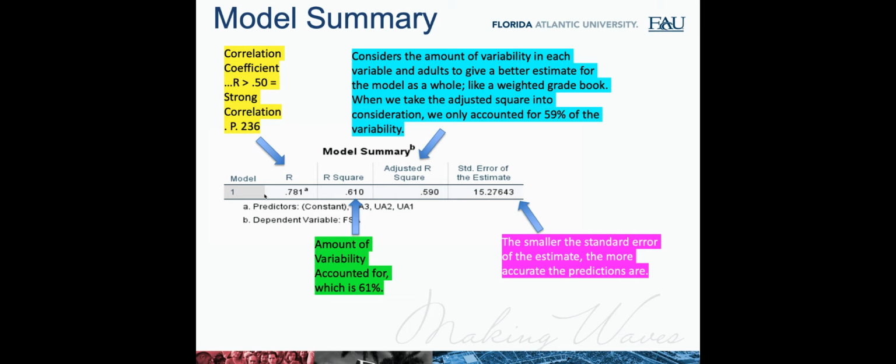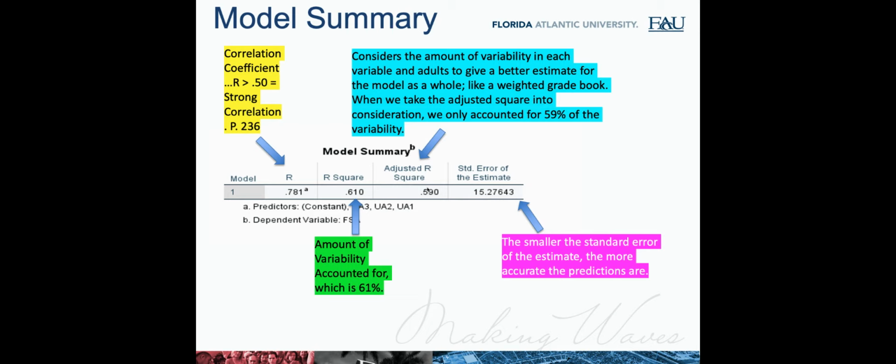So looking at the R, what you're going to see is that we're going to use our correlation coefficient. R is greater than 0.5. So this is a strong correlation. Again, page 236. Then we have our R squared, which is the amount of variability that the model was actually able to calculate and consider and account for within the actual calculation, which was 61%, which isn't bad. That's actually pretty high. So 61%.